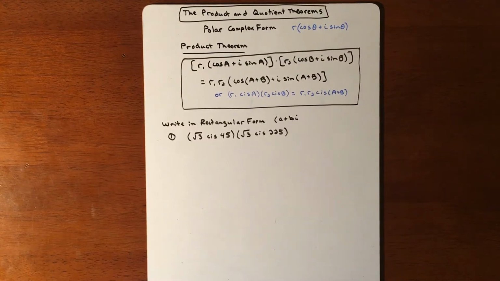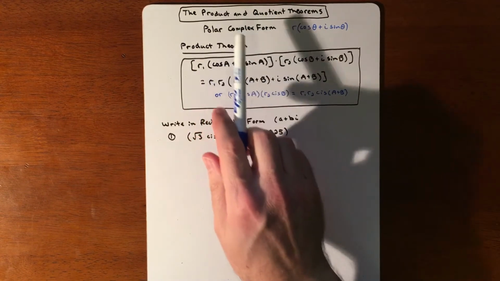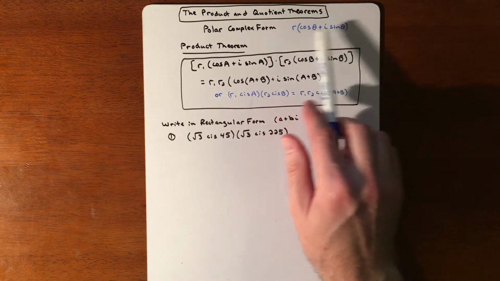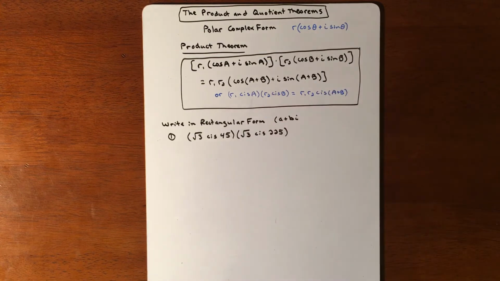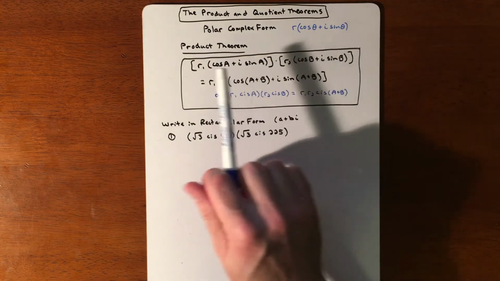In this lesson, we're going to be talking about product and quotient theorems for polar complex numbers. Specifically, we're going to be talking about the product. So if you have a polar complex number, it looks like this. We have a radius, you have an angle measurement, but you do have an i, so it makes it a complex number. And how do you deal with two of them multiplied together? So here's the formula for it.